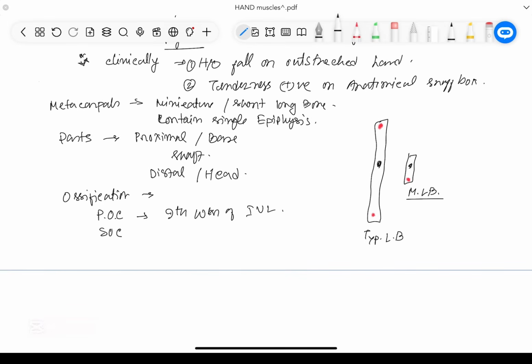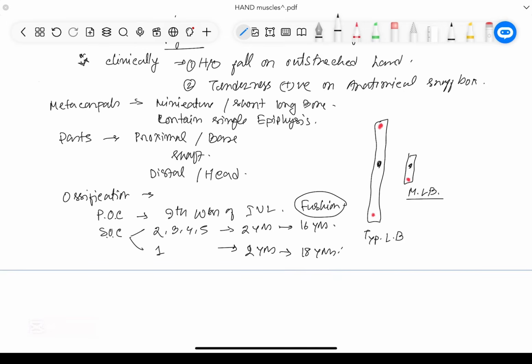And the secondary ossification center is a little bit different in different bones. What are they? For the second, third, fourth and fifth metacarpals, it will appear at the age of the second year. Even for the first it will appear at the age of the second year. But fusion happens at different ages. In the second, third, fourth and fifth, fusion happens at the age of 16 years. And for the first, fusion happens at the age of 18 years. So fusion is at a different age.